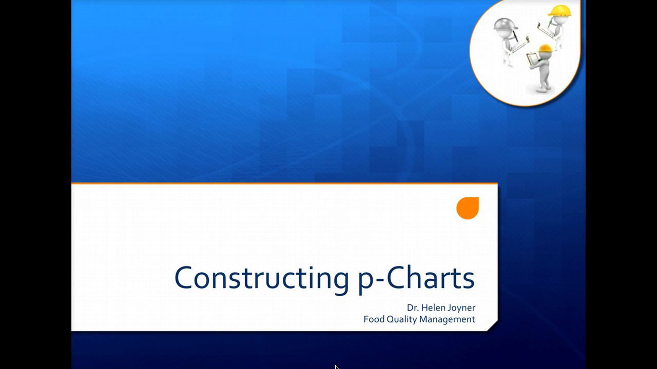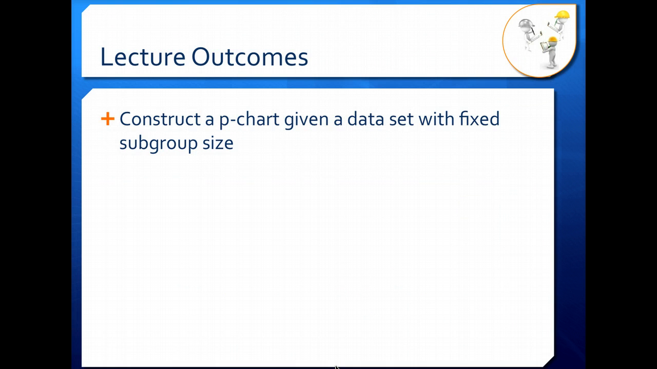P-charts are a type of control chart for attributes that look at the fraction nonconforming in each subgroup. Let's take a look at how to construct these P-charts if we're given a data set with a fixed subgroup size. So our subgroup size doesn't change, it's the same for every single sample we take.